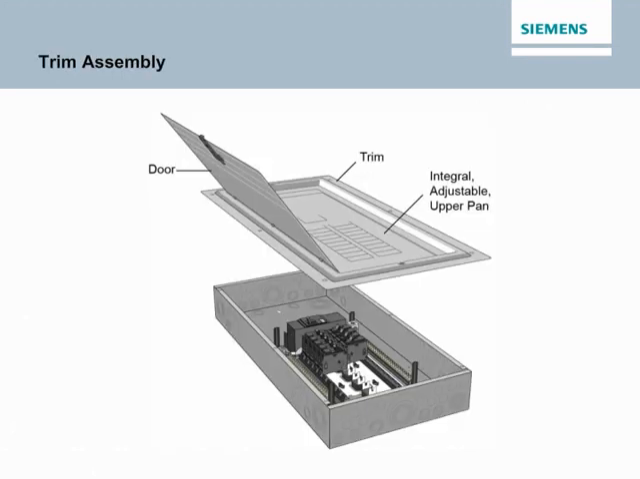The trim assembly, sometimes called the dead front, attaches to the front of the load center and covers the interior. The trim assembly includes an access door and an adjustable upper pan. The trim assembly provides access to the circuit breakers while sealing off live parts and internal wiring.